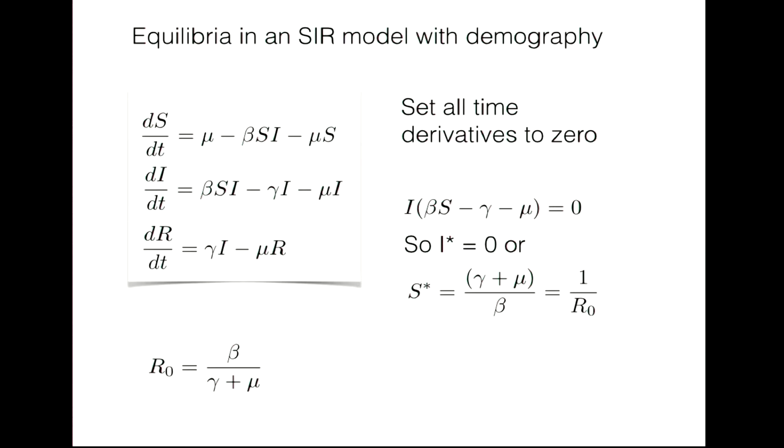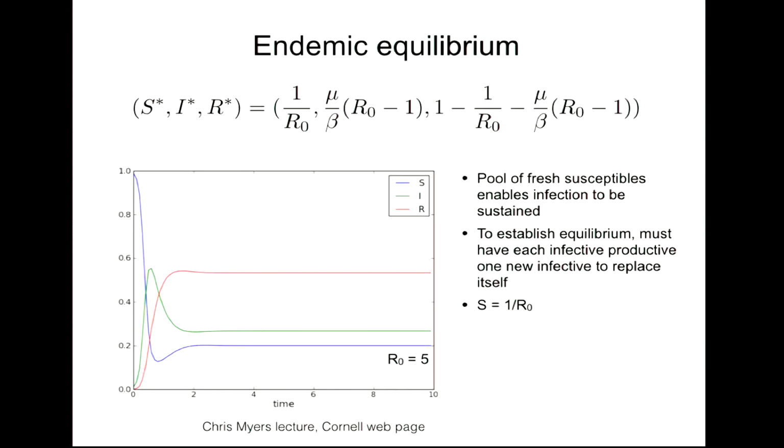If this quantity is 0, that gives S star is 1 by R naught because it's gamma plus mu divided by beta. So the susceptible value saturates at a value of 1 by R naught. In addition, I can now take this and put it back into these equations here and then ask what is the value of I star and what is the value of R star. The answers are here. S star, I star, R star is 1 by R naught, which we just calculated, mu by beta times R naught minus 1, 1 minus 1 by R naught minus mu by beta times R naught minus 1. So these are the stable values for S, I and R.